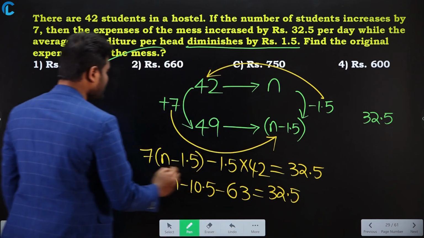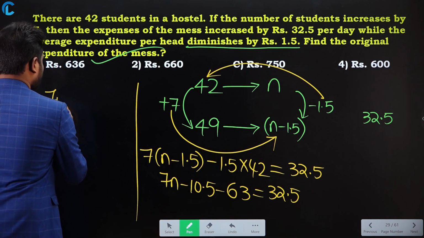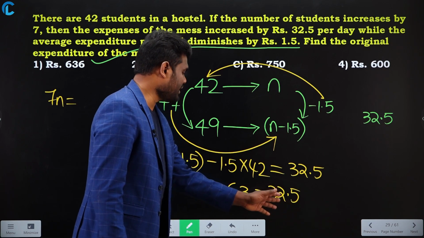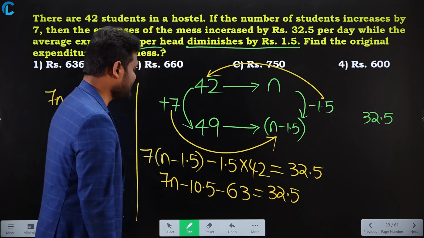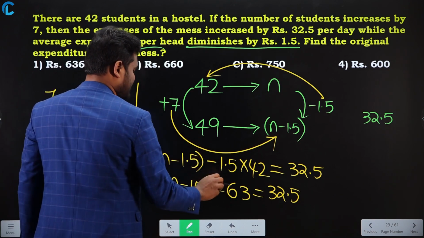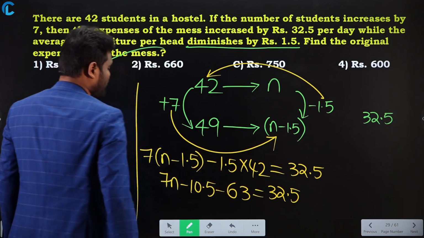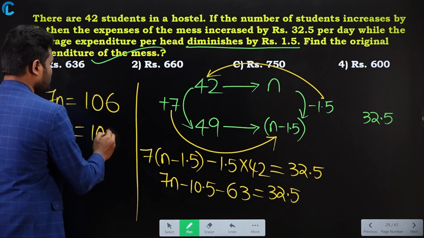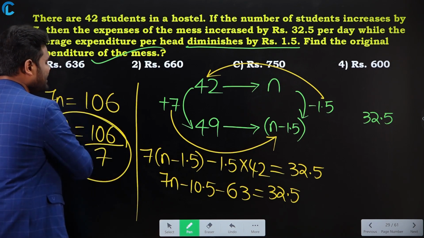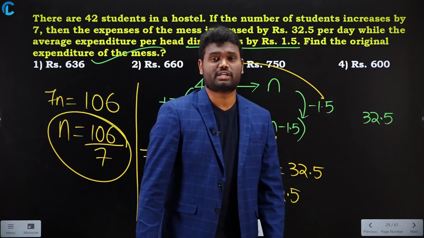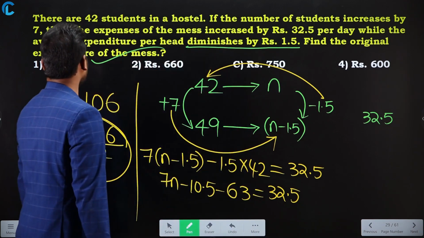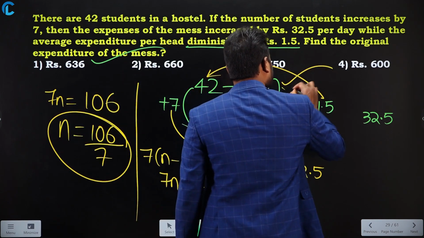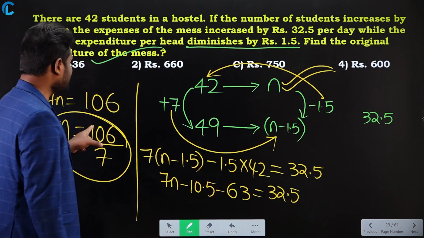Now when you simplify this, 7n is equal to, this 10.5 goes to the other side, then it is 32.5 plus 10.5, which is 43. Now 43 plus 63 is 106, which means n is 106 divided by 7. Now what is your question? Your question is what is the original expenditure? Initial average expenditure is 106 by 7.